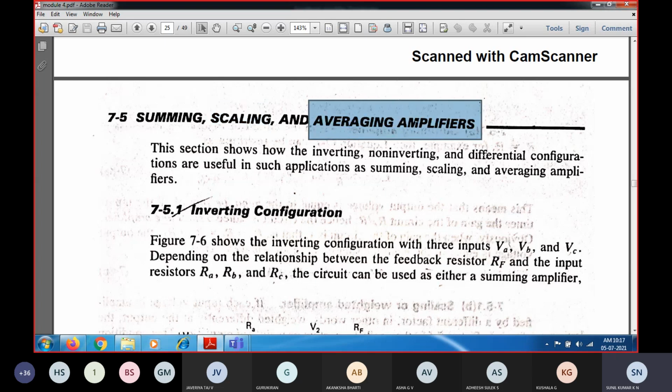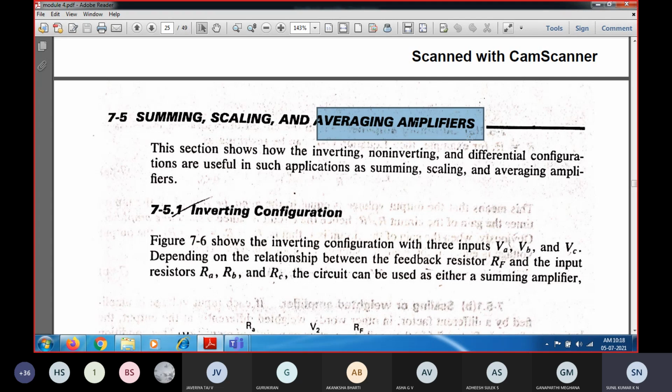So how the op amp can be used as a summer circuit, or as a scaling circuit, which can also be called a divider circuit, and how it functions as an averaging amplifier. Averaging means that for any number of input voltages you give, the circuit takes the average as the output voltage. That is nothing but the averaging amplifier.